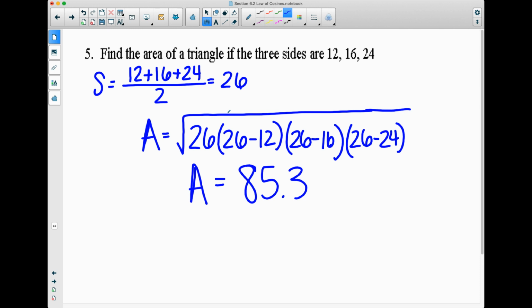Okay. So you've got your two area of a triangle formulas here. You've got your law of cosines. Of course, you know law of sines already. All right. Any questions?